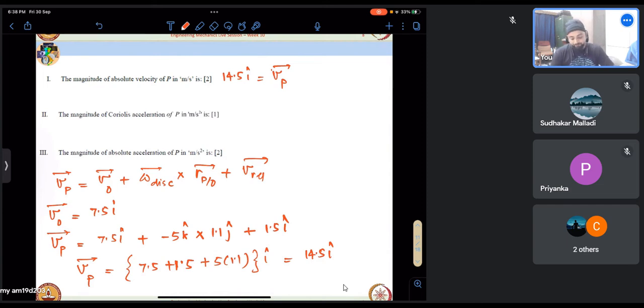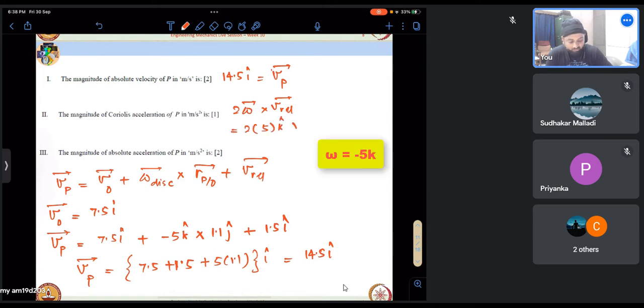The magnitude of Coriolis acceleration of P is 2 omega cross VREL, which is 2 into 5k crossed with VREL. We found VREL to be 1.5 i. K cross i is j, so it is 15 j. All right. The magnitude of absolute acceleration of pin P is asked next.